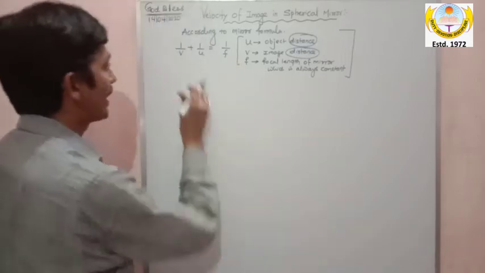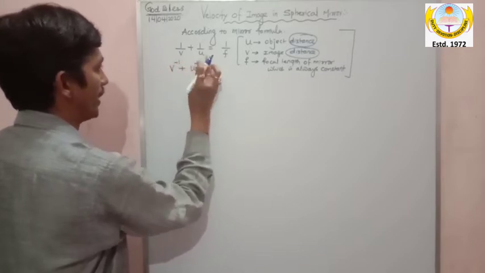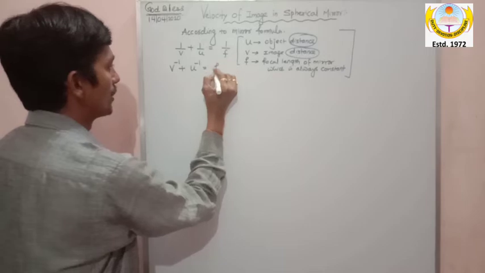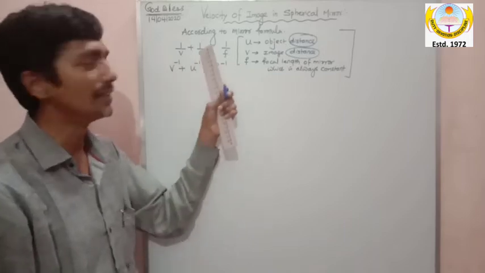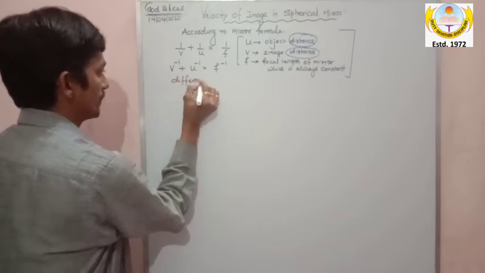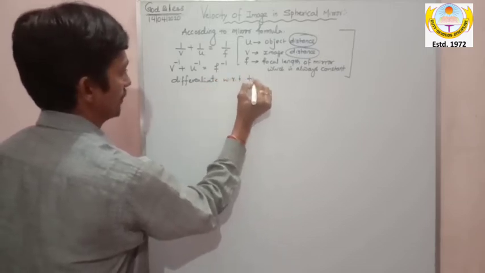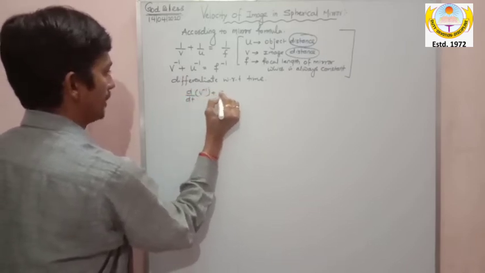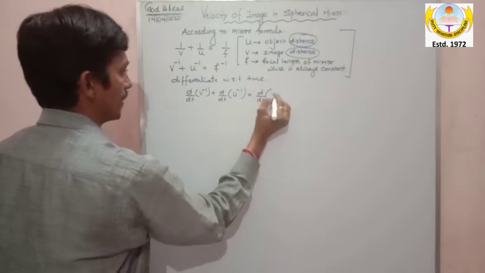Okay. Now, I can write this as v power minus 1 plus u power minus 1 is equal to f power minus 1. Please make a note of this, I have reciprocated the mirror formula. Now, my dear, let us differentiate this with respect to time. So this will be d by dt of v power minus 1 plus d by dt of u power minus 1 is equal to d by dt of f power minus 1.